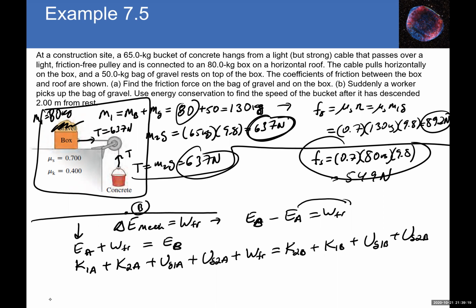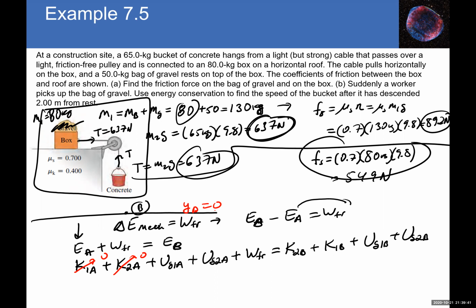And you can see we're going to be greatly simplifying this, because here's what I have. Remember, both of them start from rest. That means none of them have initial kinetic energy. And what I'm going to do is take position B to be 0.